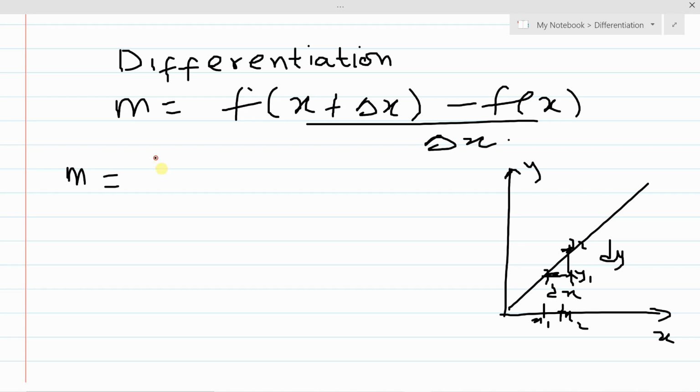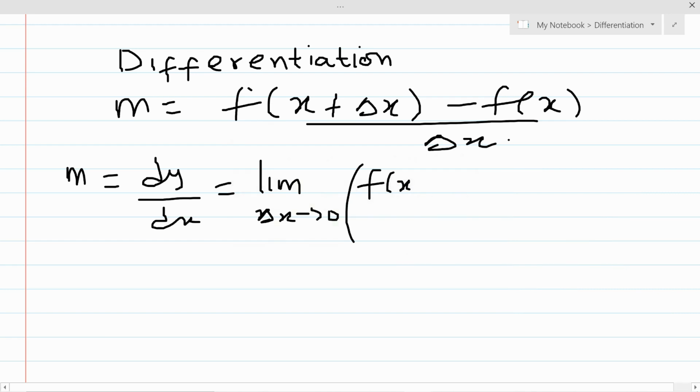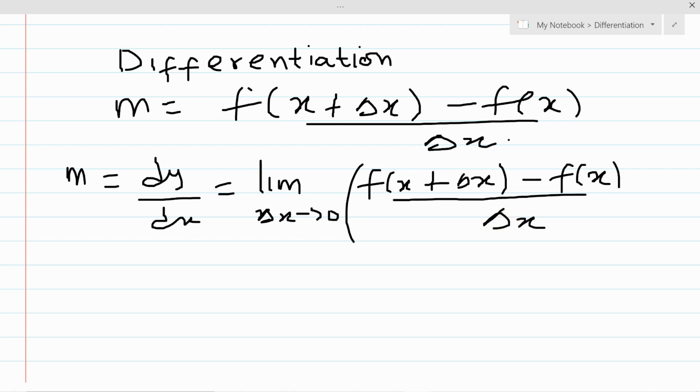Now the gradient, the smaller gradient that we can get, is what? The change in y, which is our dy, over the change in x, which is our dx, and we said it's equal to what? A situation whereby the distance between x1 and x2 is approaching 0, and there we use a special function called the limit, as our delta x approaches 0, of f of x plus delta x, which we defined from our previous graph that we drew, minus f of x, all over delta x. And this is what we call differentiating from the first principle.